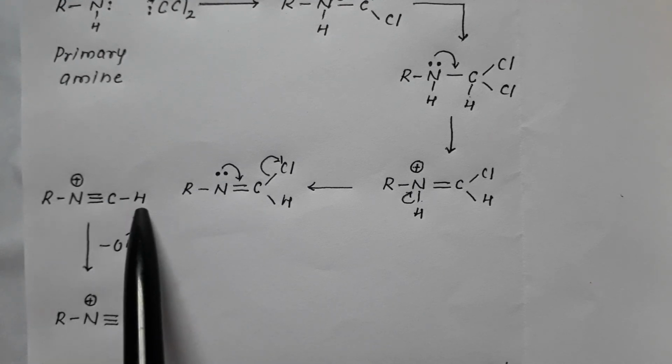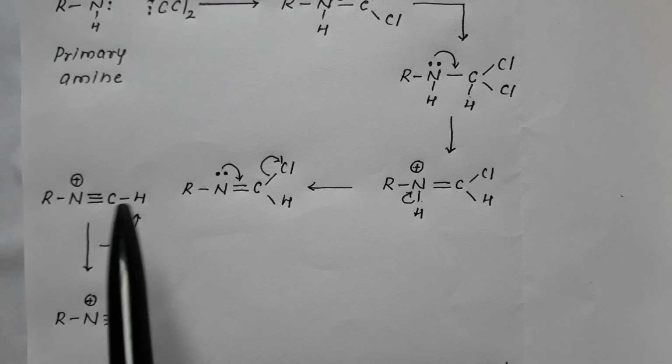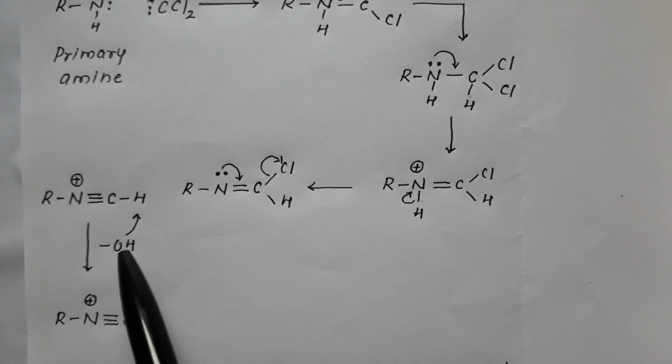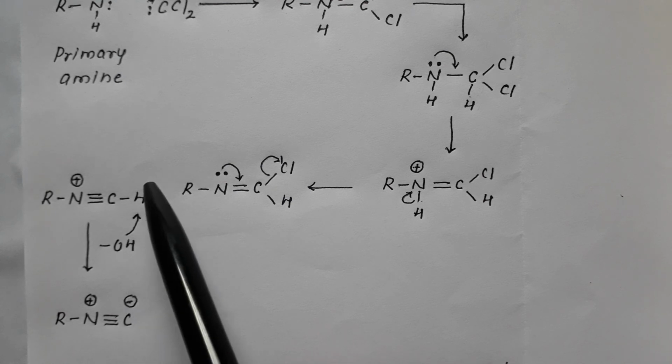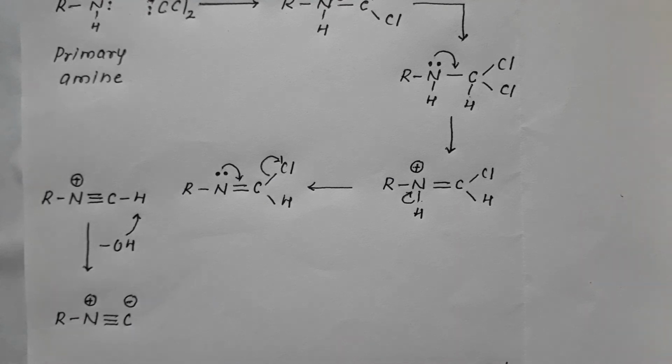and then it rearranges by losing its chloride, converting into RN triple bond CH, and then this species is attacked by OH- ion. This hydrogen goes in form of proton, resulting in formation of RN triple bond C, where nitrogen is positive and carbon is negative charge. So this is how the carbylamine test takes place.